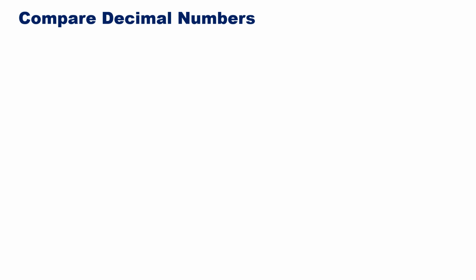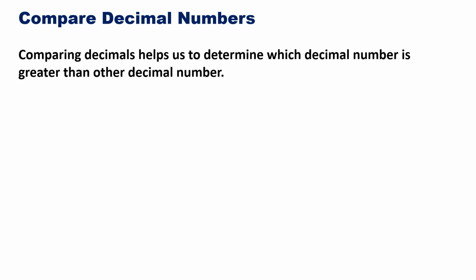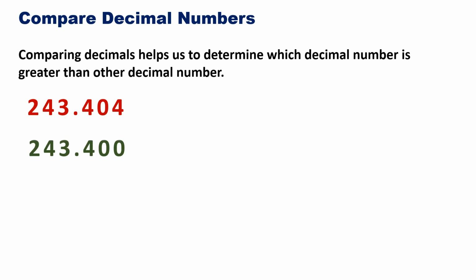Now compare decimal numbers. Comparing decimals helps us to determine which decimal number is greater than the other. For that, we'll take two decimal numbers. One is 243.404, another one is 243.400. So if we compare two decimal numbers, we'll compare each and every digit. Then only we'll come to know which one is greater.